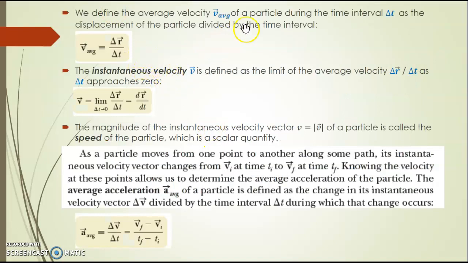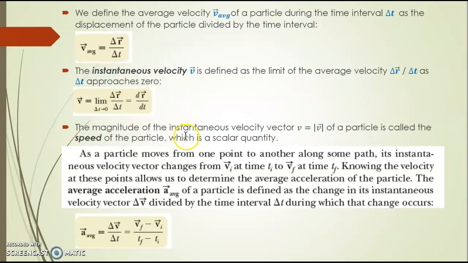We define the average velocity of a particle during a time interval as the displacement of the particle divided by the time interval, or V average is equal to the change in displacement over change in time. Instantaneous velocity is the derivative of the displacement with respect to time.